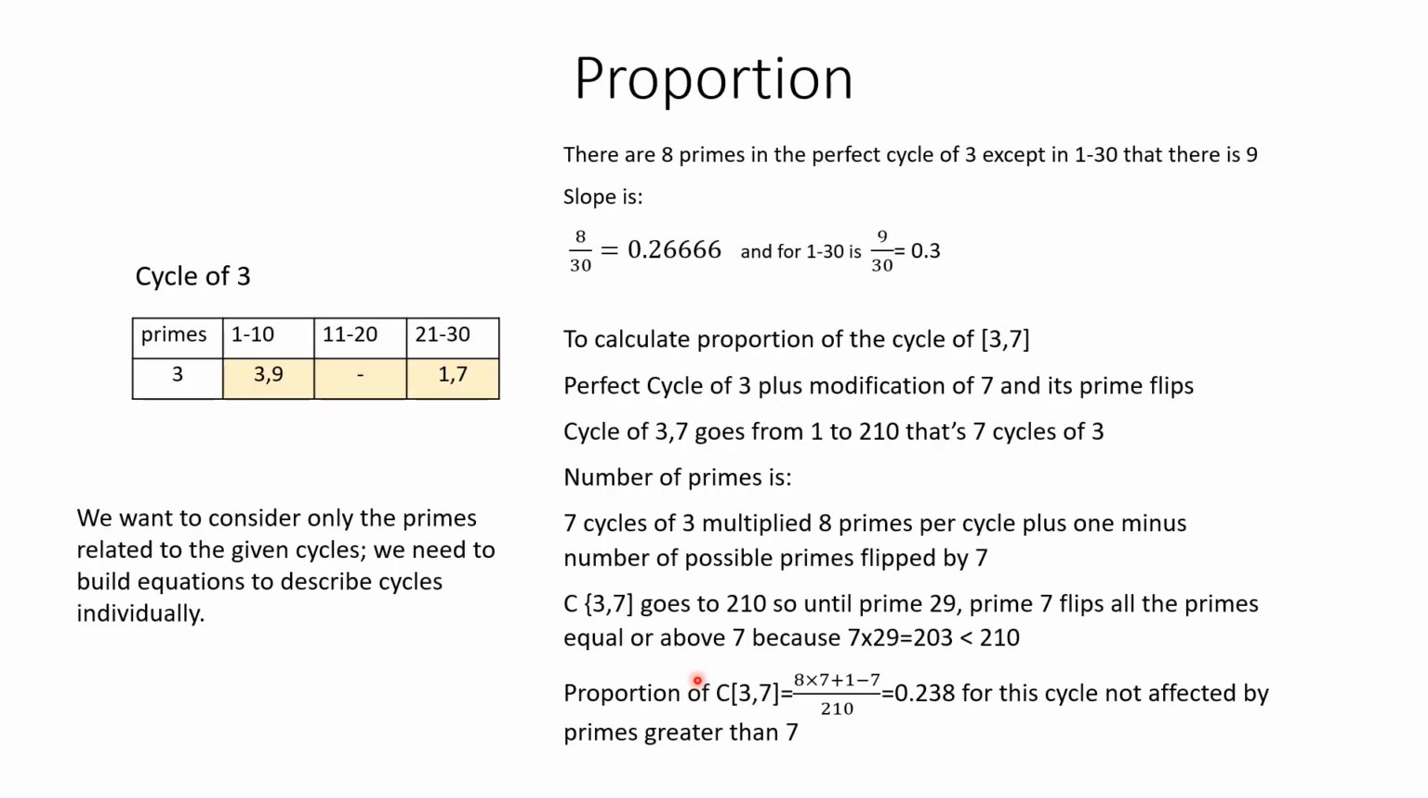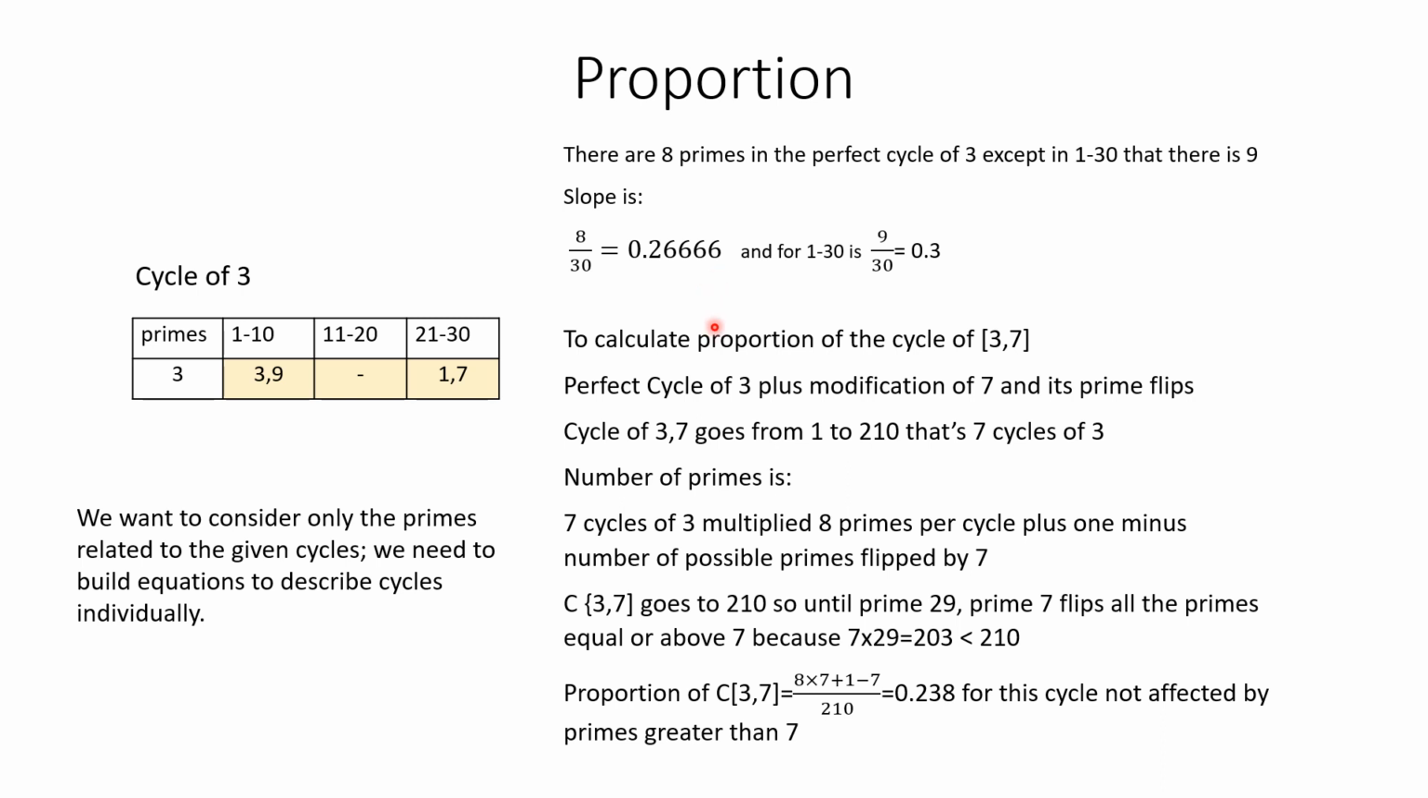So that's interesting, okay? Further study will be good for this. We have to calculate the prime cycles, the symmetric prime cycles, by their own characteristics without being affected by other primes. For example, the cycle of 3 has a proportion of 8 divided by 30.2666.